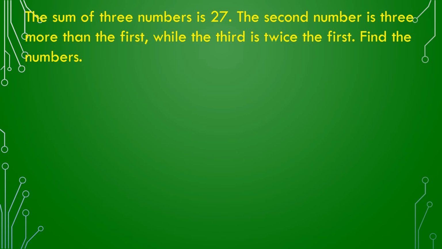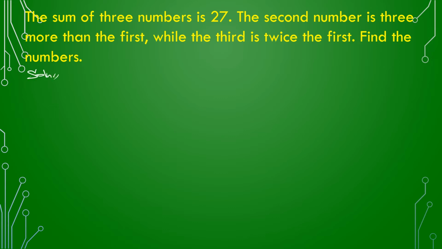So from the next question, it says that the sum of 3 numbers is equal to 27. The second number is 3 more than the first, while the third is twice the first. Find the numbers. So solution, these are word problems leading to linear equation. So we go to solution.